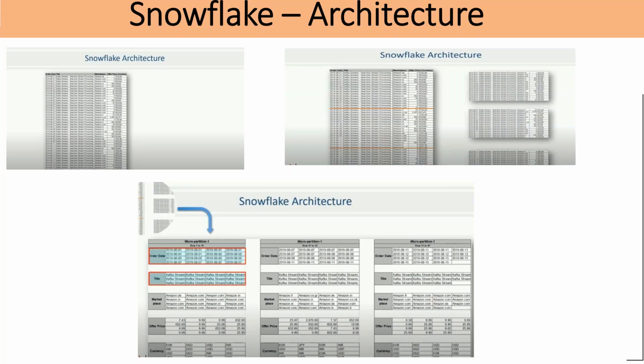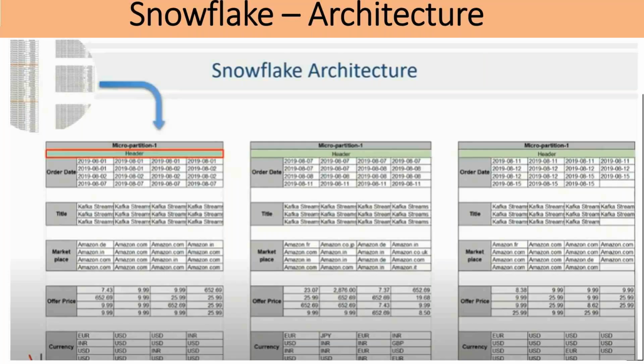So the data from one chunk is put into one micro partition, and they reorganize the data, whatever is in rows and columns. They reorganize the data in such a way that the data is columnar. Let me show you.